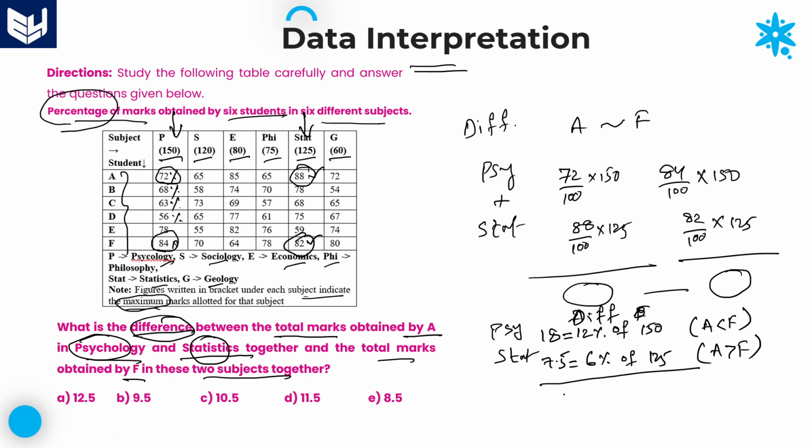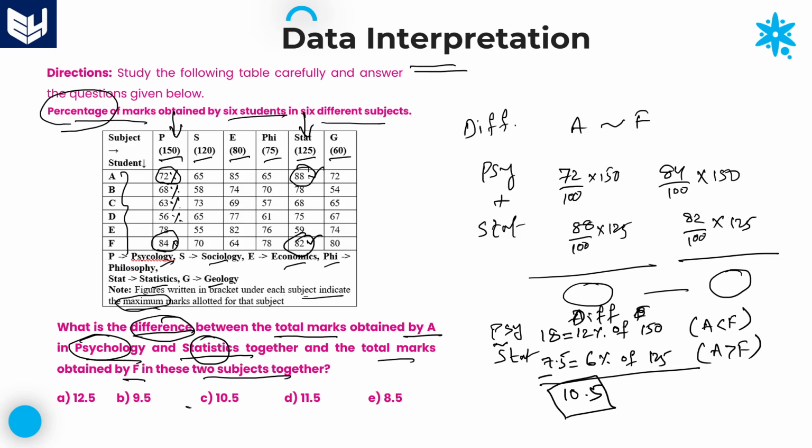Now you can take the difference between these two. As these values are, one is greater and one is lesser, because of that reason I am taking the difference between these two. In case both are, either both are greater or both are lesser, in that case you need to add. But in this case, one is greater, one is lesser. Because of that reason, you can take the difference between these two. Here it is 18 and 7.5. Difference between these two is how much? 10.5.